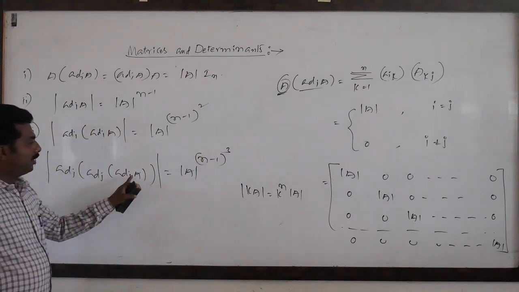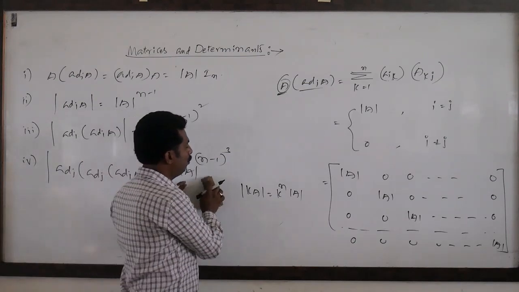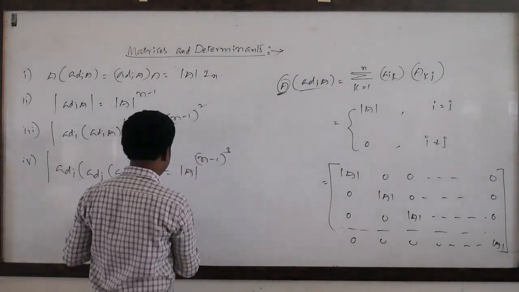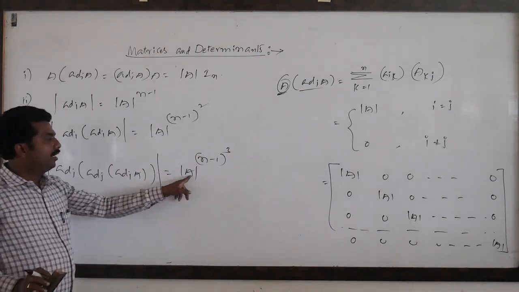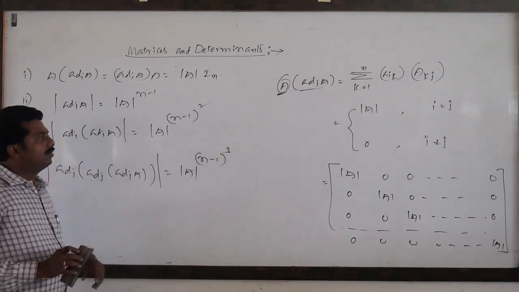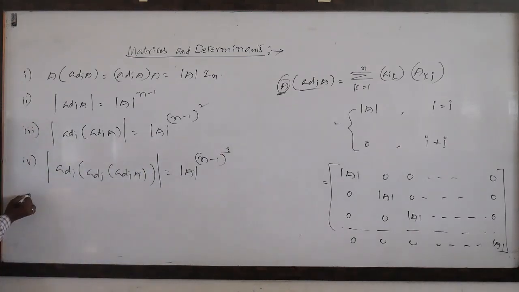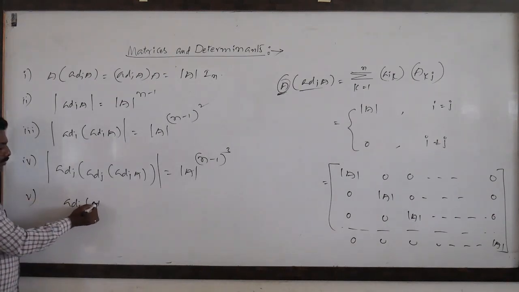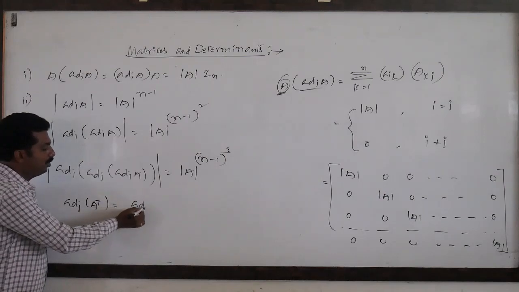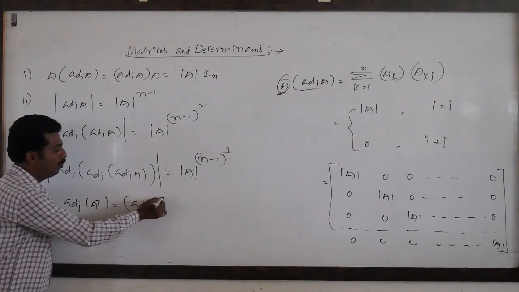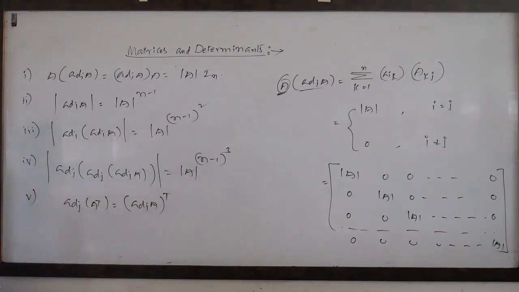Three adjoints are there, determinant of A whole power n minus 1 whole cube. Four adjoints are there, determinant of A whole power n minus 1 whole power 4. Next, fifth property: adjoint of A transpose equal to adjoint of A whole transpose, we have to prove.